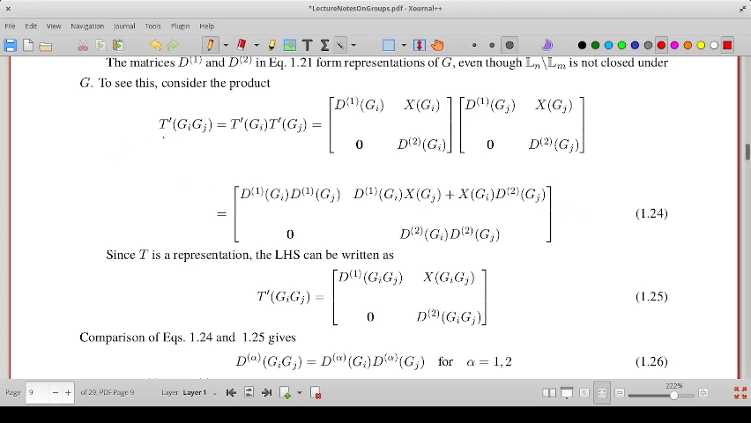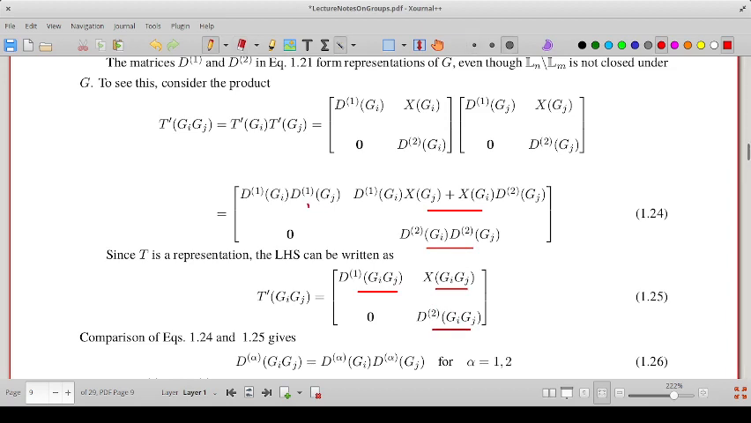Now T dash is a representation, and it is obtained from T by reduction, and therefore it should have this form. T dash GI GJ should be D1 GI GJ, then X GI GJ, 0, D2 GI GJ. So now this is exactly the same as this, so the right hand side should also be the same, and comparison immediately tells us that this is consistent. And for this to be consistent, this should be equal to this, this should be equal to that, this should be equal to this.